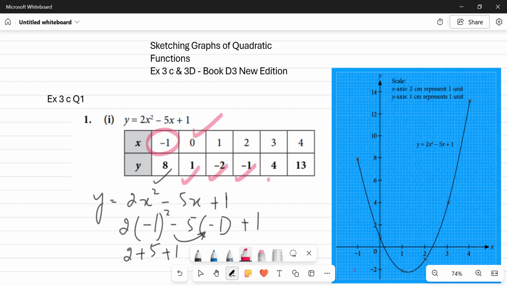So where is minus 1? Minus 1 is here on the x-axis, and 8 is the positive. So on the minus 1 part, you need to go straight. The 8 is on your y-axis. So here you need to mark it because it's minus 1 and 8. Like you need to do the second one, 0 and 1. Where is 0? 0 is here in the corner, and 1.